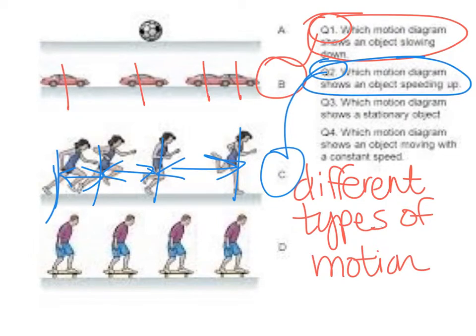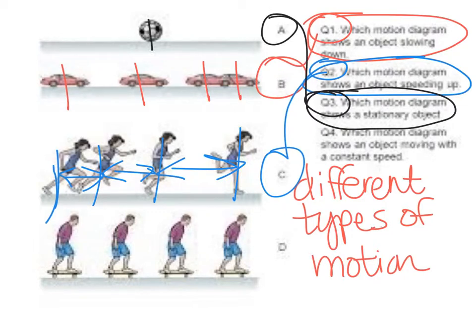The next question is, which motion diagram shows a stationary object? So we're looking for an object that's standing still. This, of course, is object A, the soccer ball. As time passes, every second, the soccer ball is staying in the same place. So there are no other pictures of the soccer ball alongside because the soccer ball is in that same place every time.